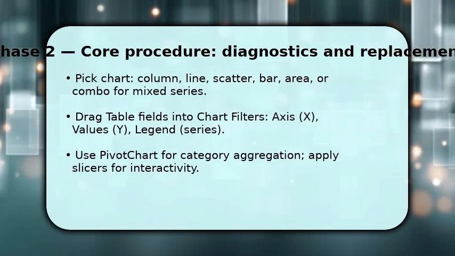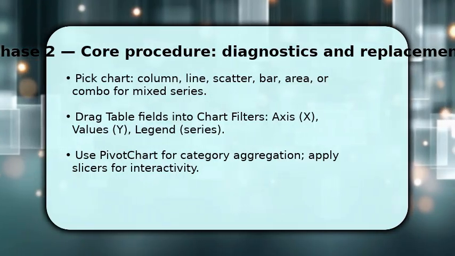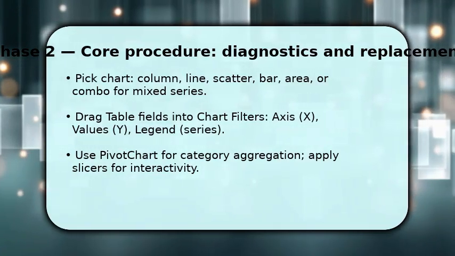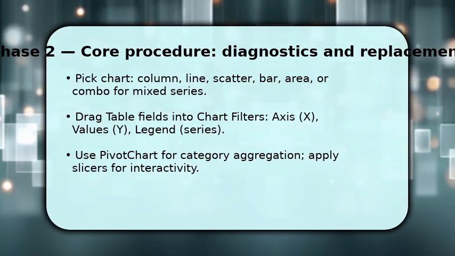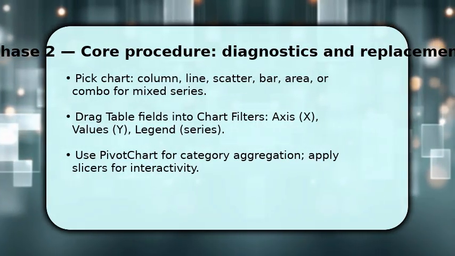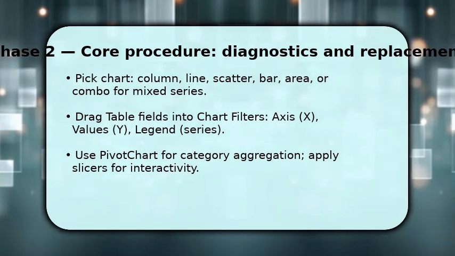If you need aggregation, create a pivot table and then a pivot chart and add slicers for quick filtering. While building, check for too many categories. Consolidate or bin data so the visual remains readable and meaningful to your audience.